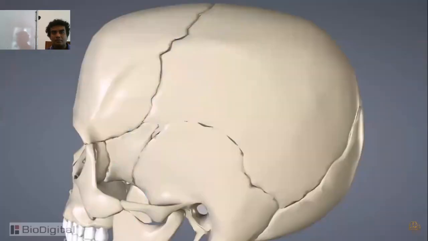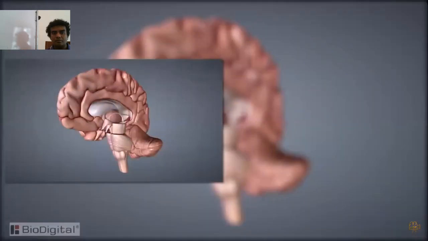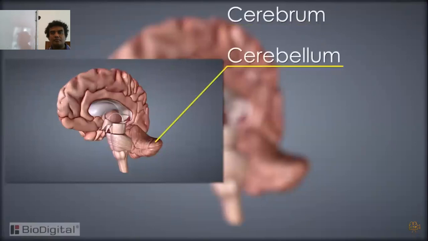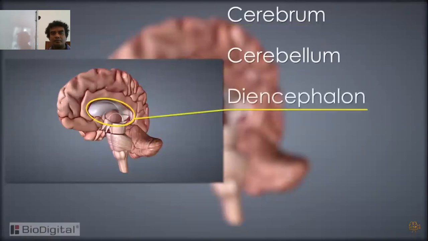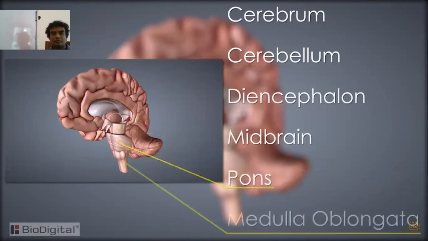As most people know, the brain is found within the cranium or skull. And there are six main sections among other structures within it. These six sections are the cerebrum, cerebellum, diencephalon, the midbrain, pons, and the medulla oblongata.